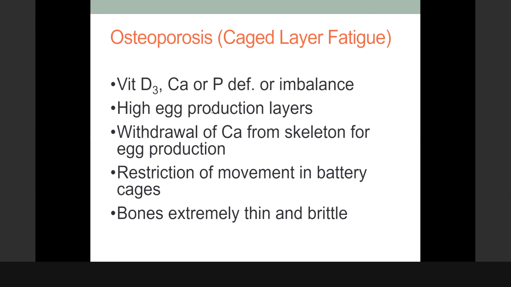Vitamin D, calcium, or phosphorus deficiency or imbalance, usually seen in high egg production layers, usually at peak production. Withdrawal of calcium from the skeleton for egg production, like I told you earlier. Restriction of movement in the battery cages is one of the factors. When they are in battery cages, they have very limited movement. They can only move a few cm. Bones become extremely thin and brittle.